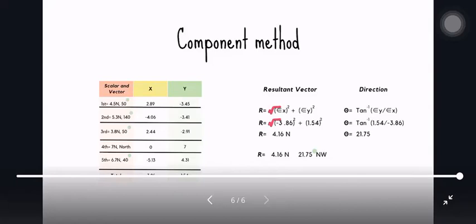3.8 cosine 50 degrees will result on 2.44. 7, since it's north, it will go up. It will be considered as 90 degrees. So it will go like 7 cosine 90 degrees, and it will result on 0. For lastly, the fifth, 6.7 cosine 40 degrees will result negative 5.13.